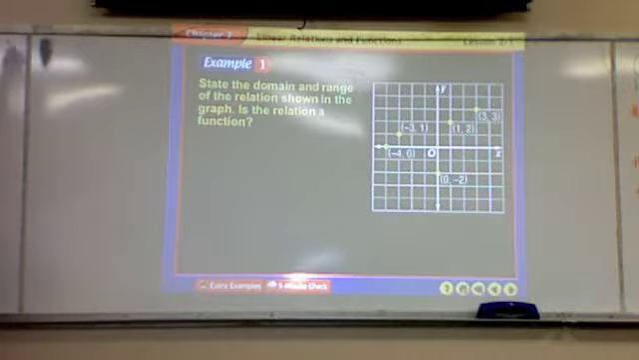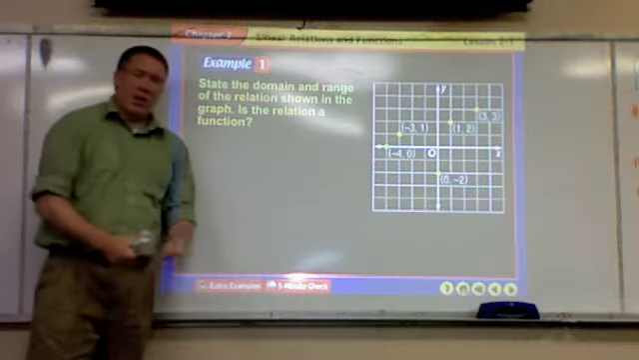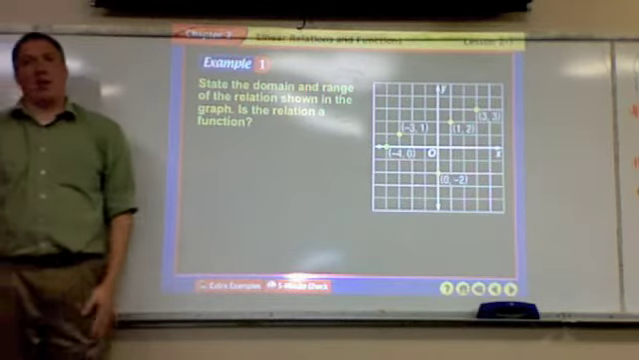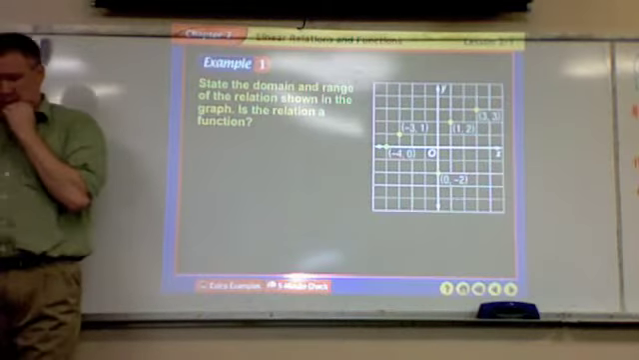Okay, state the domain of the relation shown in the graph. What is the relation of a function? So you need to know what these words mean in order to answer the question. What are new words that you have up here?